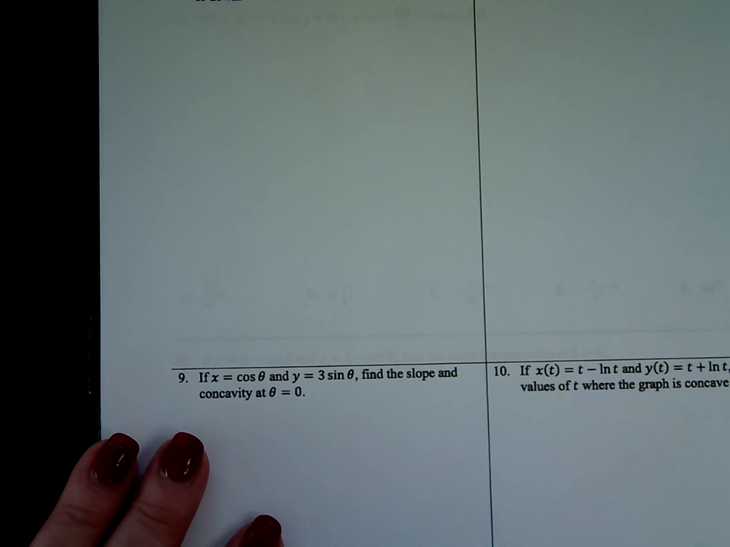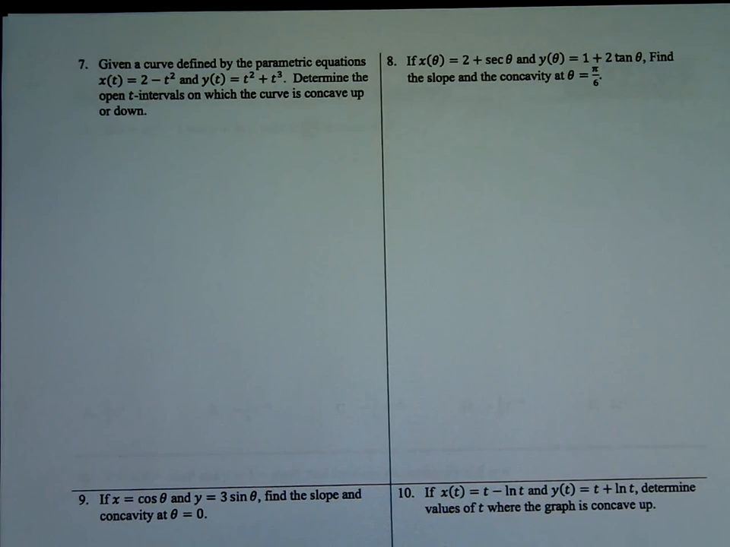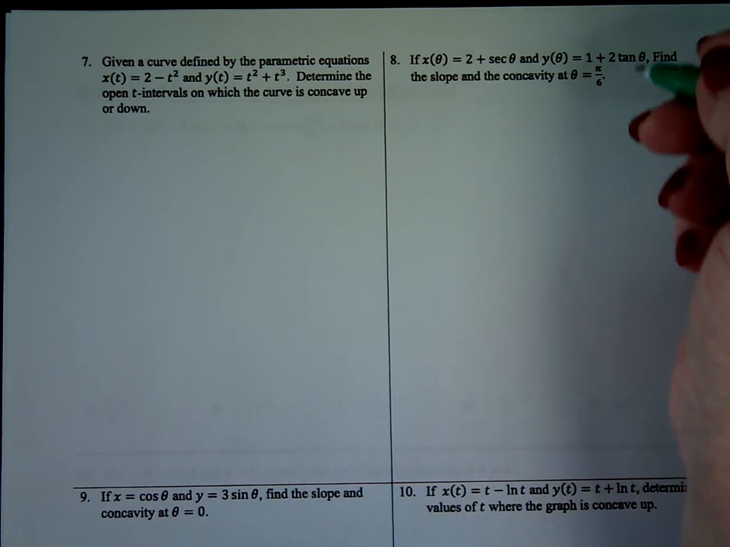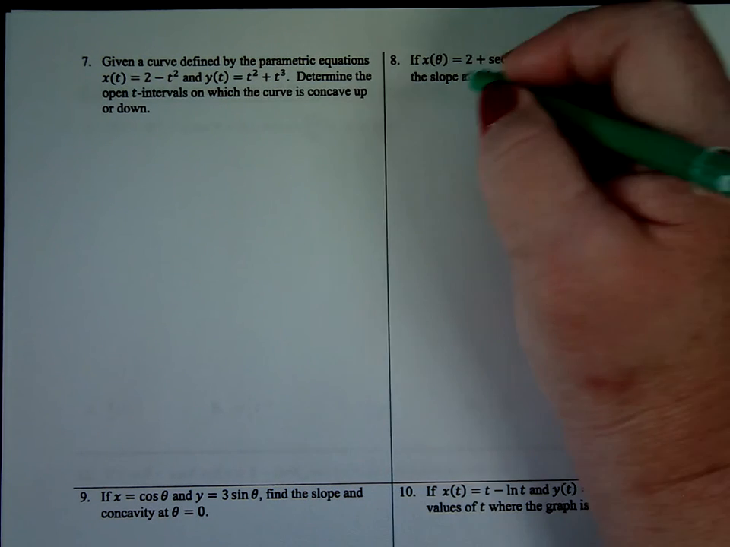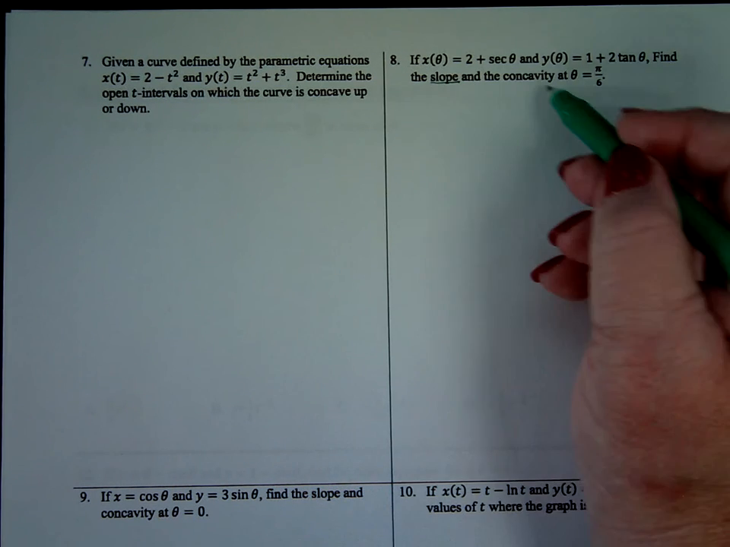Number 8 is next on my list. Here comes number 8. It says, here's your x equation, here's your y equation. Find the slope and the concavity at pi over 6. We love our trig functions. This one writes small because it goes quite a ways. All right, I'm going to find my first derivative first to find the slope. The second derivative is going to talk about concavity.